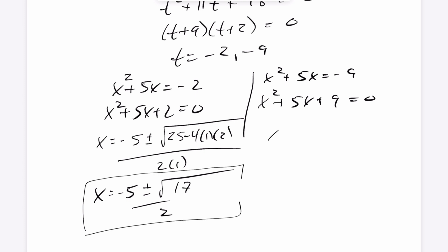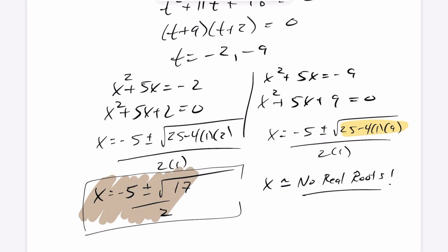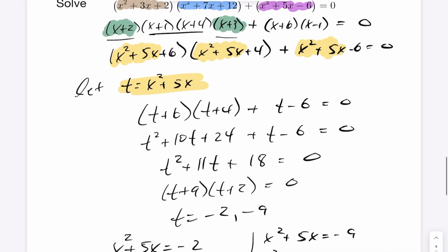And likewise here, I'm going to go ahead and go right to the quadratic. This will be -5 plus or minus. This time we're going to get 25 minus 4 times 1 times 9 over 2a. And right away, you're going to see here that we end up with no real roots. And the reason for that is you can see underneath the square root sign here, we're going to get 25 minus 36. That'll be negative, so there's no real roots here. So in terms of the solutions for this, we have two answers. -5 plus or minus the root of 17 over 2 gives us our solutions for this problem here.